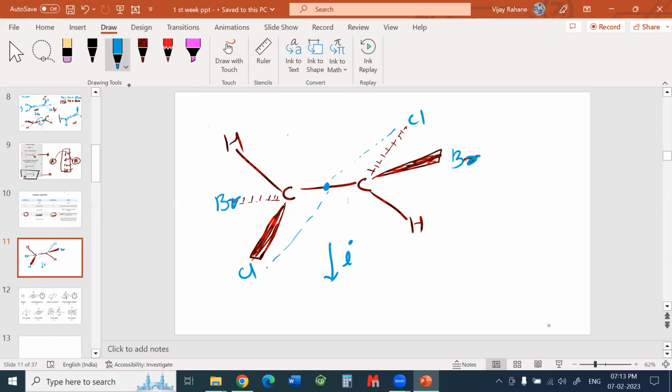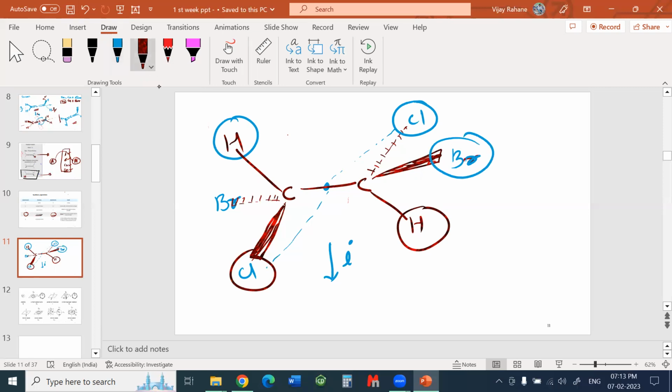So if we perform the inversion operation here, what structure will we get? The structure looks exactly the same. The only thing is that this hydrogen will go here, right? This chlorine will go here, and this bromine will go in the opposite direction. Similarly, the carbon will also change its position after performing this inversion center operation. This example we can visualize easily with a 3D model.